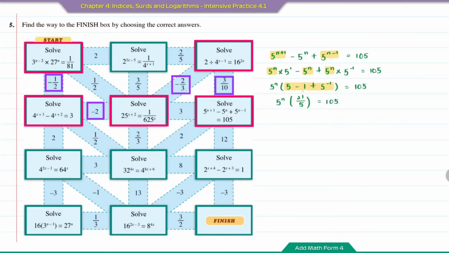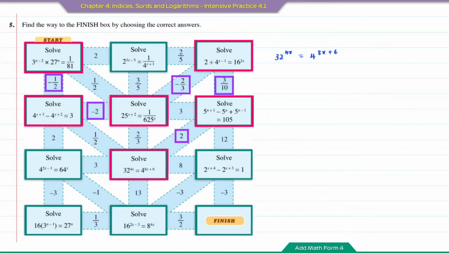So next we have to move this 21 over 5 to the right hand side. Therefore 5 to the power of n is equal to 1 over 5 multiply 5 over 21. So solve the right hand side and you will find that this is equal to 25. So this 25 we can change it to the number in base 5, which is 5 square. So now we can compare the power. So n is equal to 2.